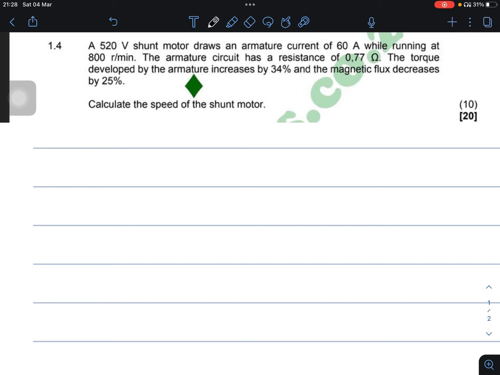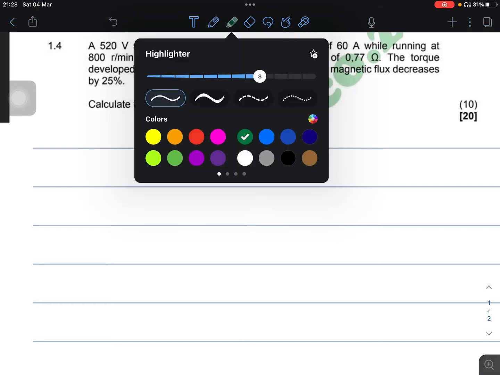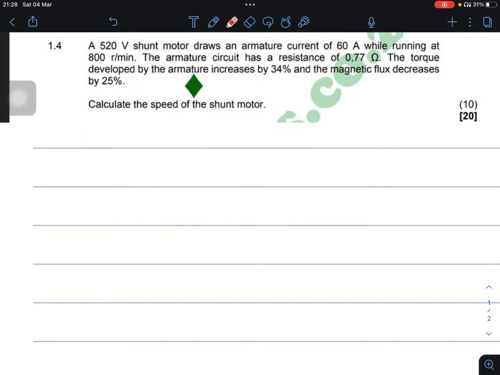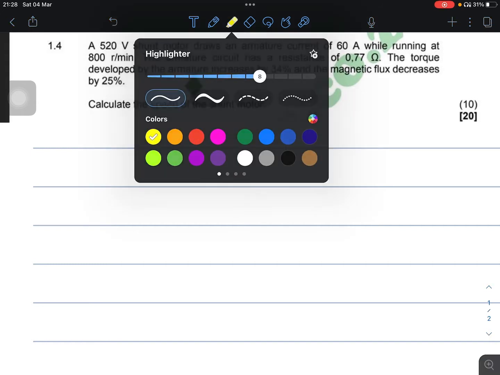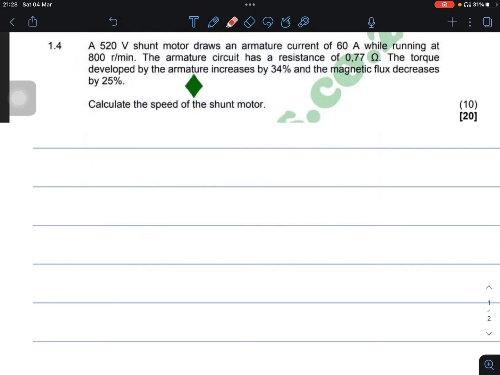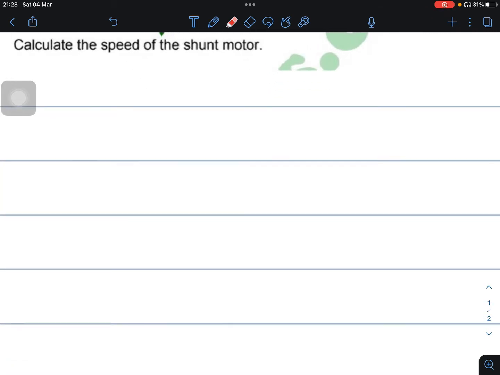So you see, this is an exam question paper. This is what I deal with. I only deal with exam questions. You can see that it is 10 marks. It's very easy, guys, as I've explained in that N6 Electrotechnics video. So I'm going to do this question.